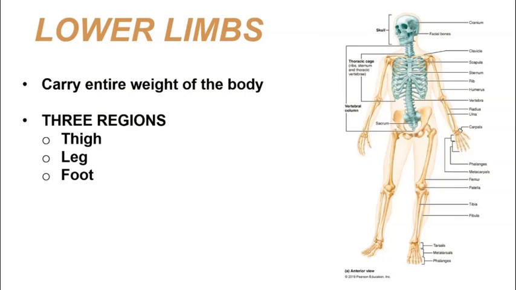To conclude our review of the appendicular division of the skeleton, we'll now look at the bones belonging to the lower limbs. The lower limbs function to carry the entire weight of the body, and they're anatomically divided into three regions. We have the thigh, the leg, and the foot. We'll begin with the bones of the thigh, and we'll work our way distally from there.